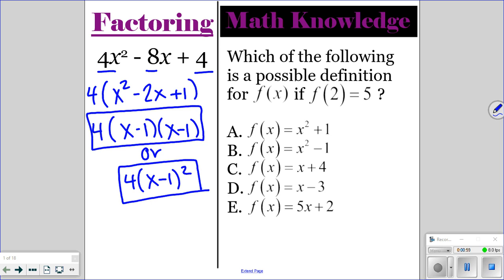So for the math knowledge question, which of the possible functions is going to work for f of 2 equals 5? Basically, you're just going to plug in 2 for your x values and see which one gives you 5. And the very first one is the only one that's going to give you 5. If you plug in 2 for your x in all of the others, you're not going to equal 5. So that is your answer for your math knowledge question.